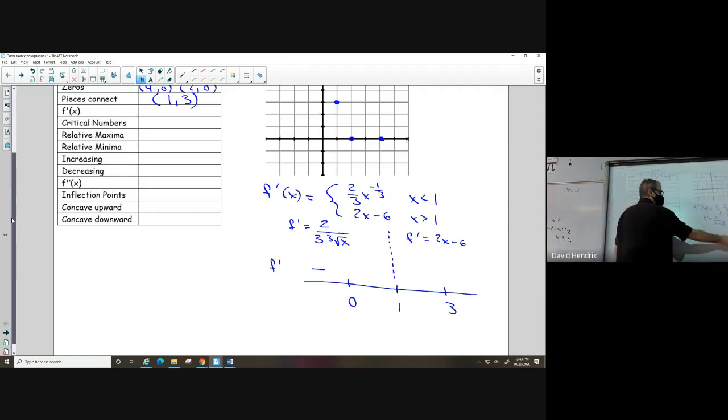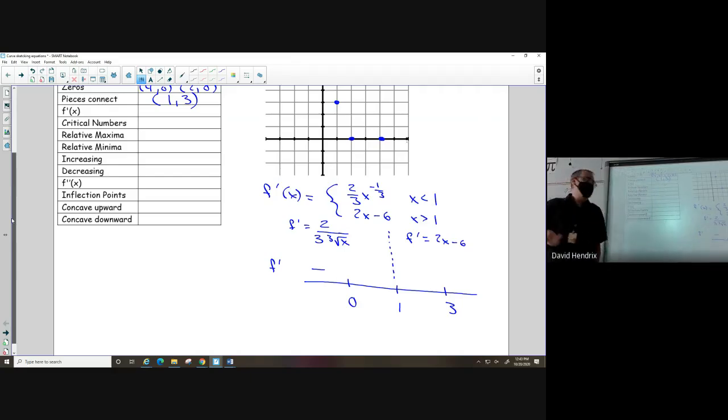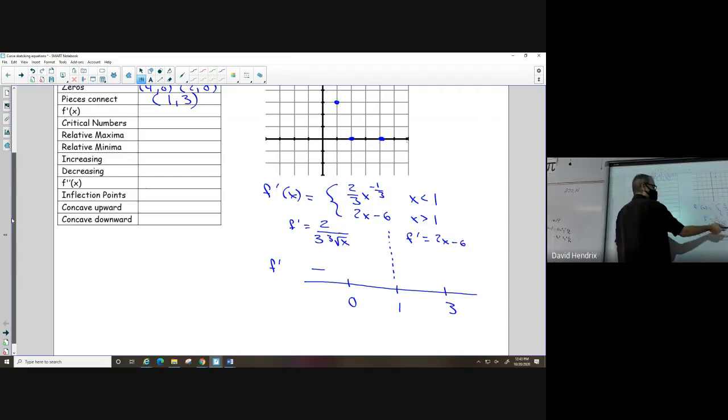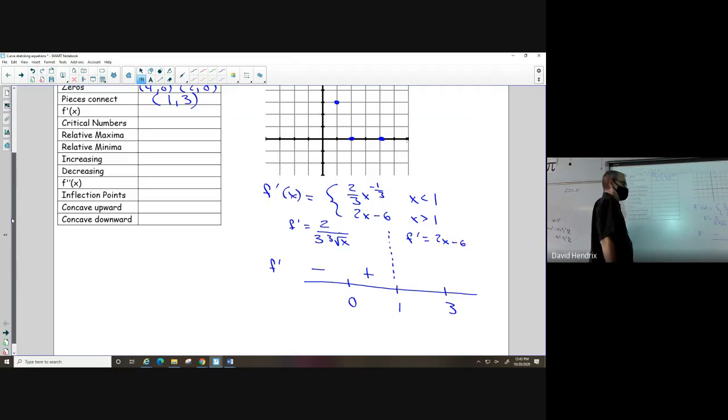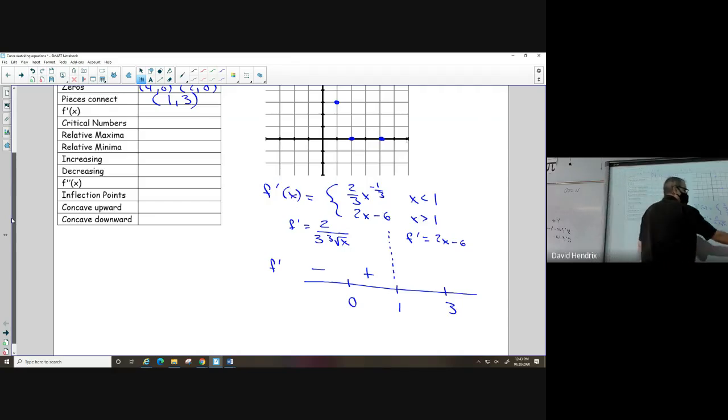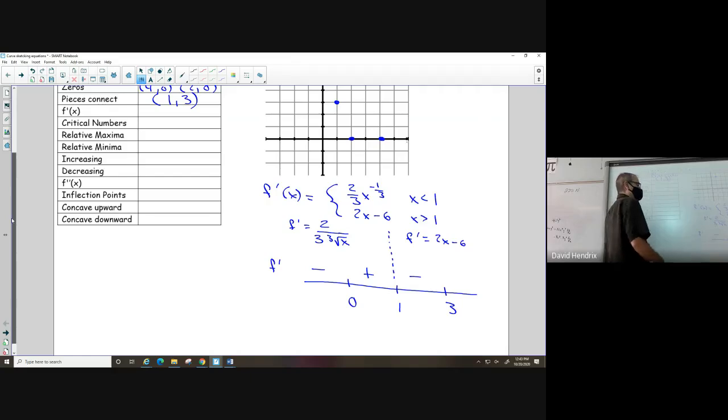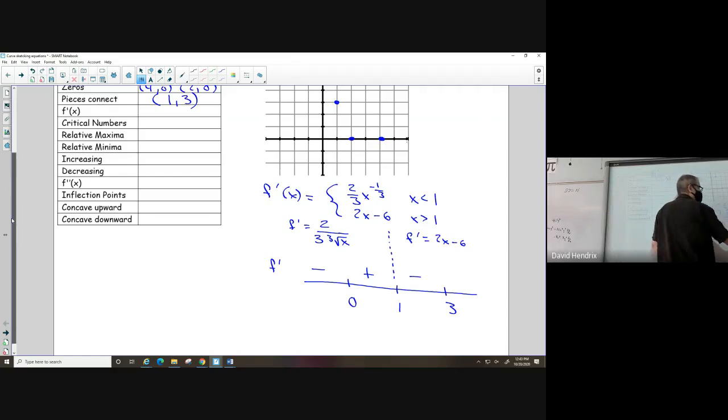Then I'm going to pick a number like 0.5. I don't really care what the cube root of 0.5 is, but what I do care is that it's going to be positive. So the denominator is positive, the numerator is positive, so they're positive. Then I'm going to pick a number at 2, between 1 and 3, and plug it into this other derivative, our 2x minus 6. I plug in 2, I get 4 minus 6, I get negative 2, which is a negative. Then I'm going to pick a big number greater than 3, like 18, and I'm going to get a positive.